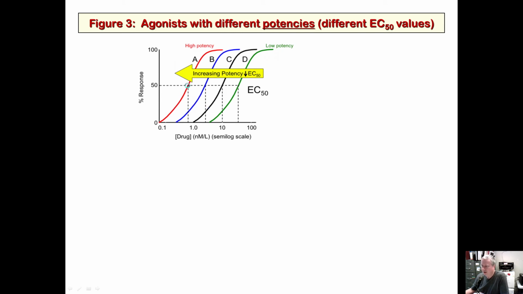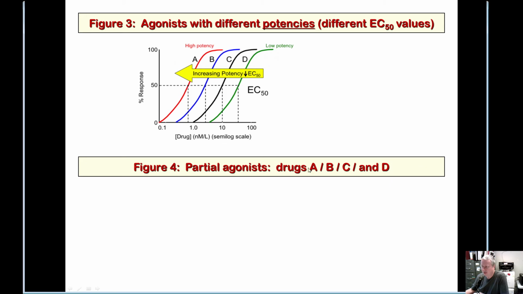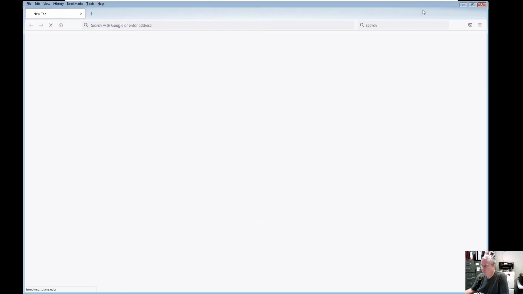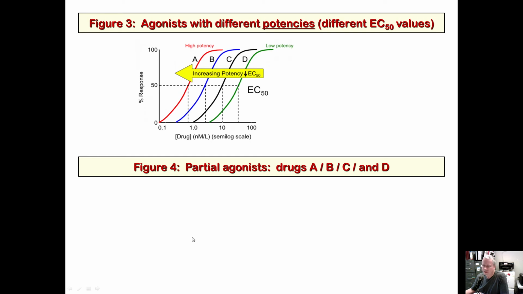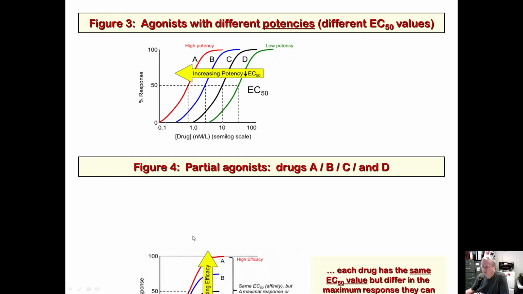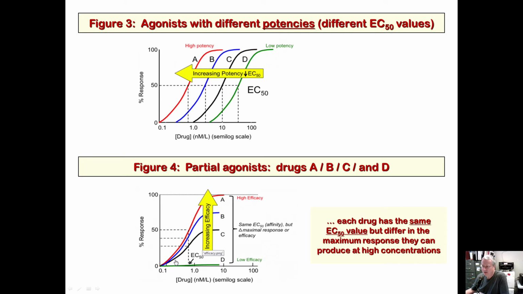Okay, so then we have partial agonists, A, B, C, and D. Let's look at these examples. They all have the same EC50, but compound A has the highest efficacy, B is a little lower, C is lower than that, and D is lower than that. So in the real world, we actually have both of these situations, and some drugs just don't reach a full efficacy of 100%.